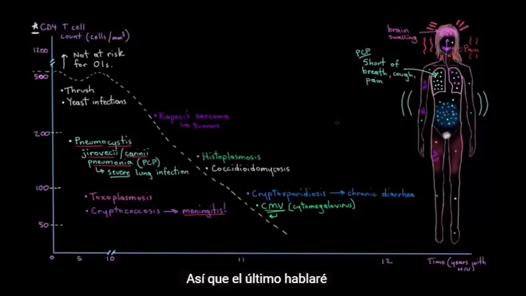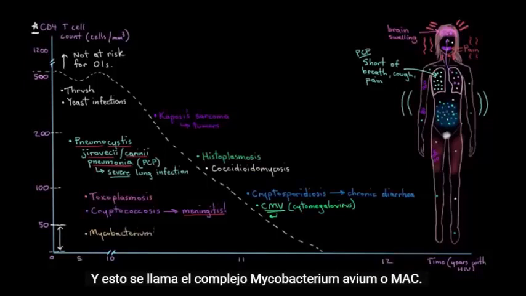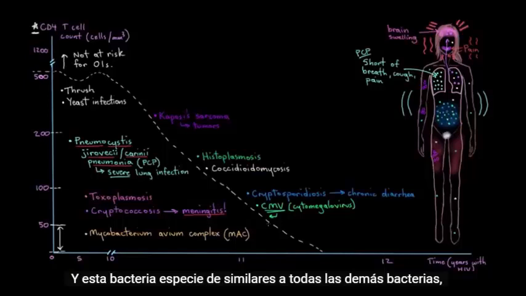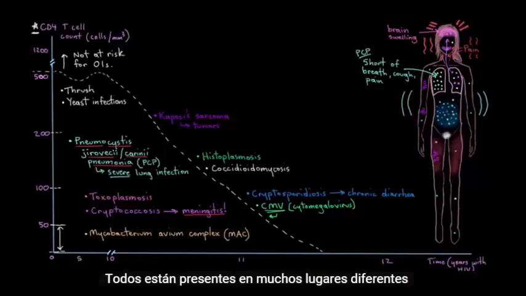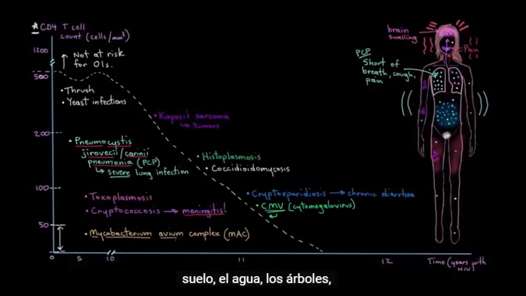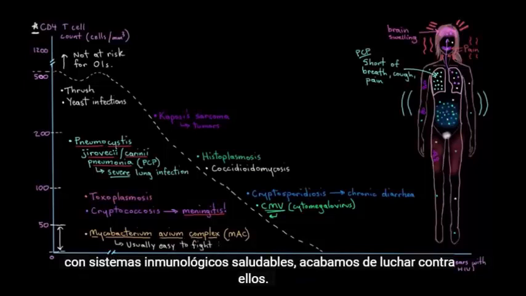So the last one I'll talk about happens if your CD4 cell count is less than 50 cells per cubic millimeter of blood. And this one's called Mycobacterium avium complex, or MAC. And this bacteria, similar to all the other bacteria and viruses and fungi that I've talked about so far, they're all present in many different places. Soil, water, on trees, really many places in the environment. But again, they don't cause any problems in people with healthy immune systems. We just fight them off.